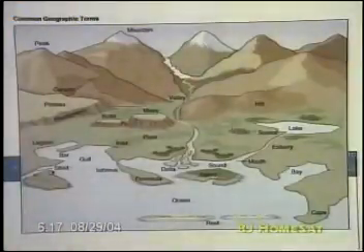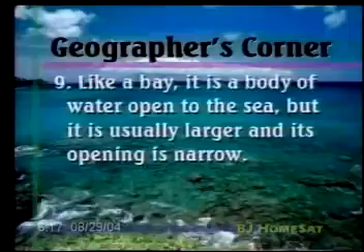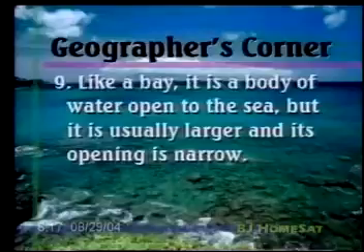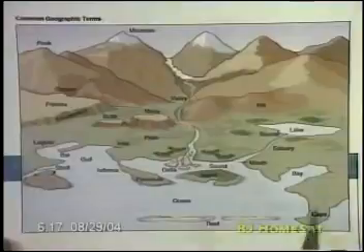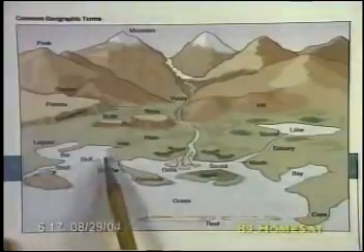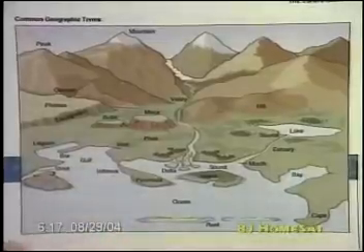And then number 9, like a bay, it is a body of water open to the sea, but it is usually larger and its opening is narrow. Okay, this is not as easy to spot on our diagram here. Here's our bay. It's actually a gulf. This one doesn't have a narrow opening, but it is a body of water open to the sea, and it's larger than our bay. All right, now that wraps up our lesson. We're going to close by listening to Higher Ground and see what geographical allusions you can recognize.